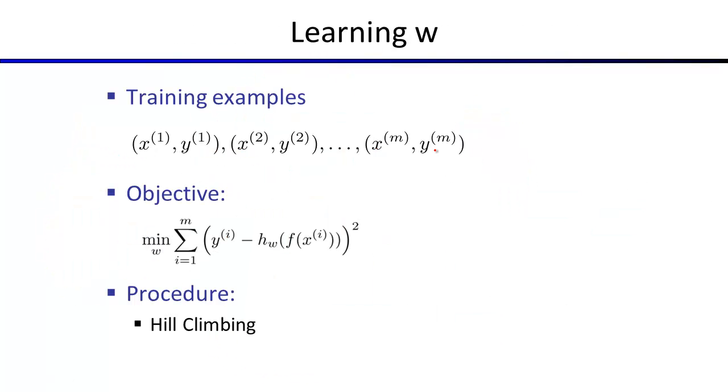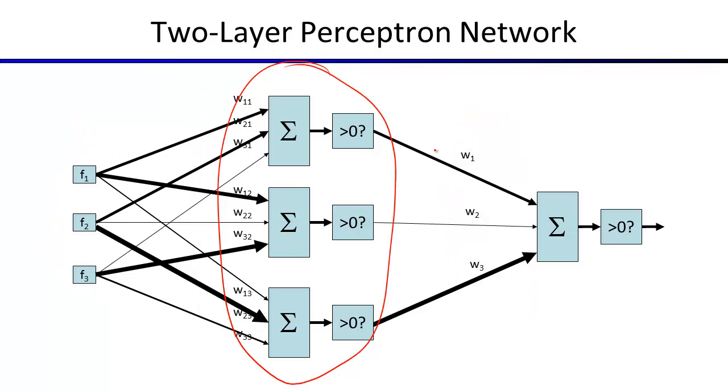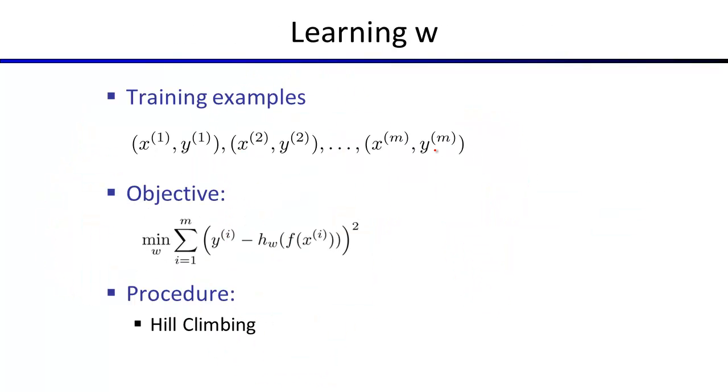All right, so how do you learn W? How do you get out a W that does well in this kind of setting? Think back to what we did for the perceptron. For the perceptron, we looked at training examples. If you got a training example wrong, we updated the weight vector to get a better weight vector. Here we'll do something slightly different, but quite related.